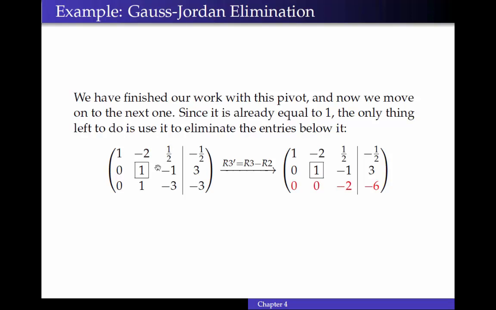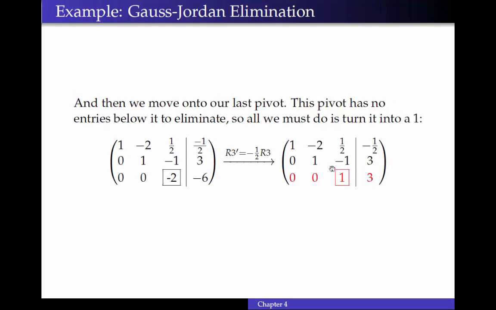Okay, so starting there, now we identify the next pivot. That would be the next diagonal element here. Since it's already equal to 1, the only thing we have to do is use it to eliminate the entries below it. We can do that by taking the third row and subtracting the second row. So 1 minus 1 is 0, -3 minus -1, that's -3 plus 1 is -2, and -3 minus 3 is -6. And then again, our last pivot was a 2, and we have to turn it into a 1. So we multiply the third row by -1/2.